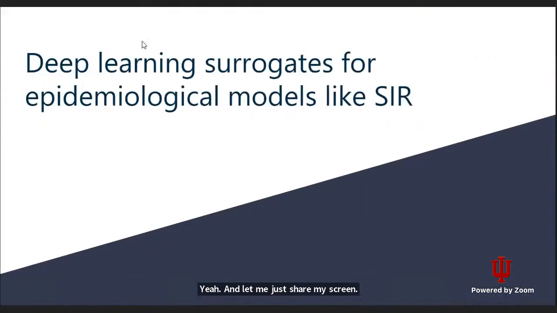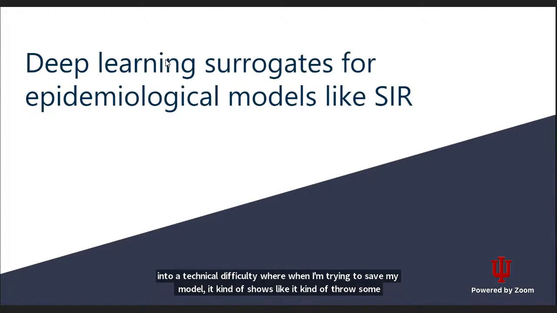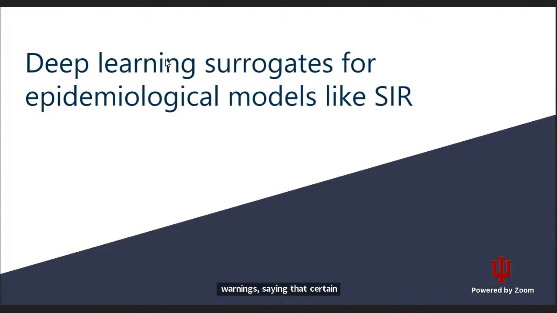Before I start, I wanted to say that I couldn't get my model running on NanoHub yet. I ran into a technical difficulty: when I'm trying to save my model, it throws some warnings saying that certain states cannot be saved. It does save, it just gives me a warning. And then when I use that loaded model, the predictions are not coming in right. So I'm still trying to figure out a workaround for that problem.